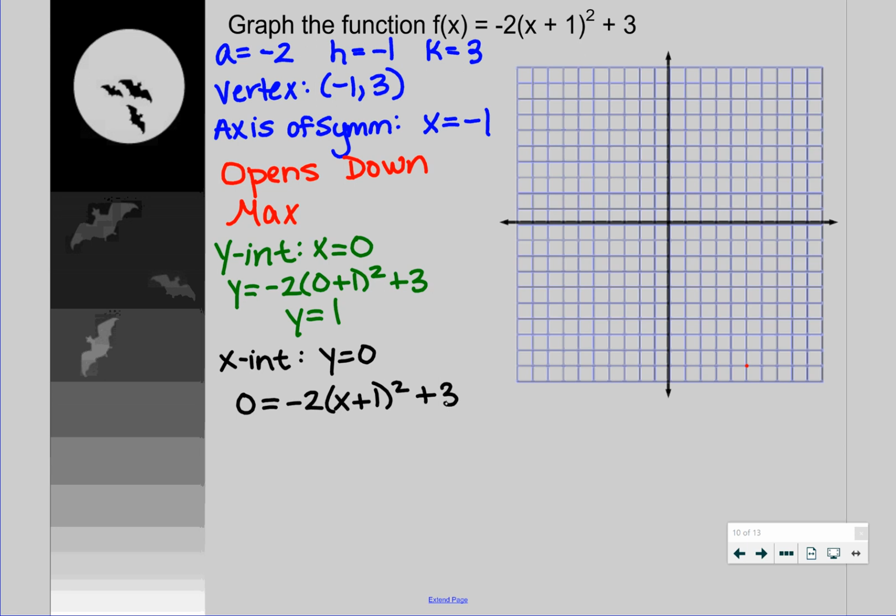If you just have 1 X, get it alone. How do you get it alone? Start moving things to the other side. So what would you move over first? 3. So it'd be -3 equals -2(x plus 1) squared. Then what?